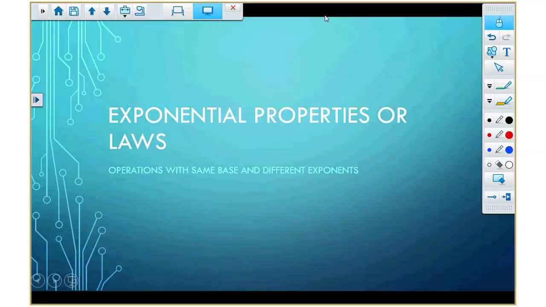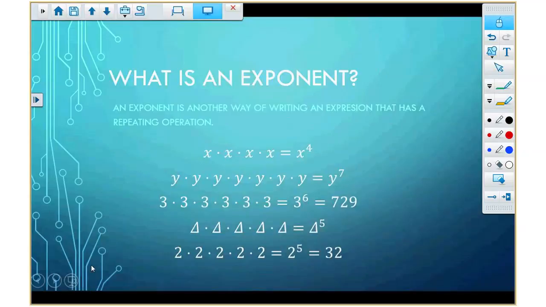Exponential properties. What is an exponent? It's one of those things that's up there in the top corner. An exponent is another way of writing an expression that has a repeating operation. So x times x times x times x is equal to x to the fourth. y times y and so on is y to the seventh.